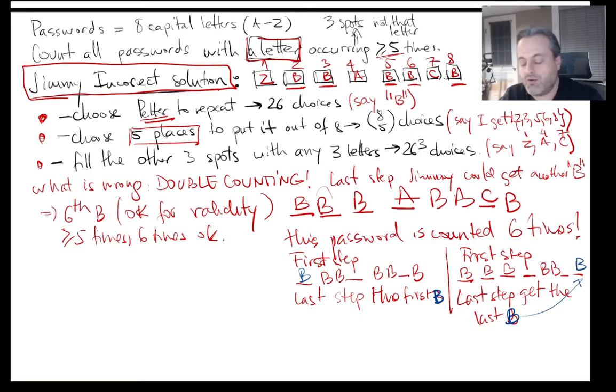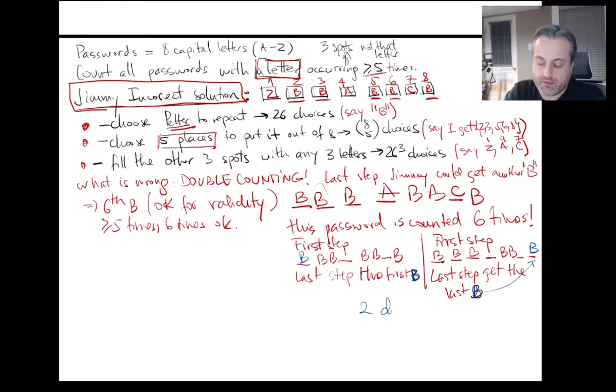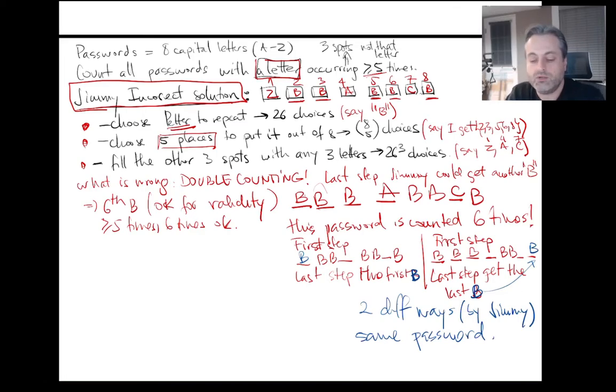Now you can see how these are 2 different ways. I get those 5 B's and then the first B, or I get the other 5 B's and then the last B. So in Jimmy's counting, these are 2 different ways, but it's the same plate password. No good. So how do we fix this?